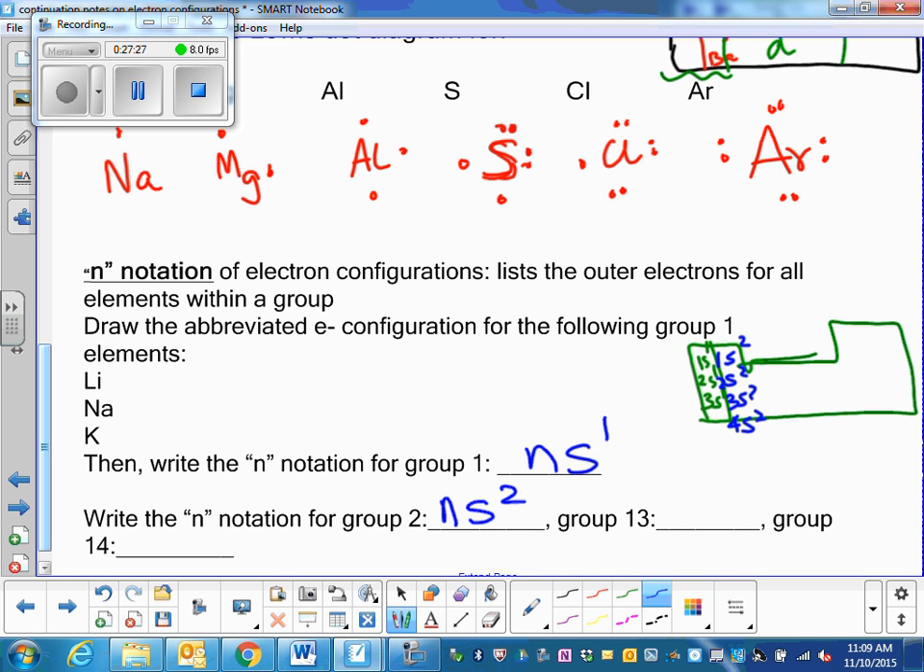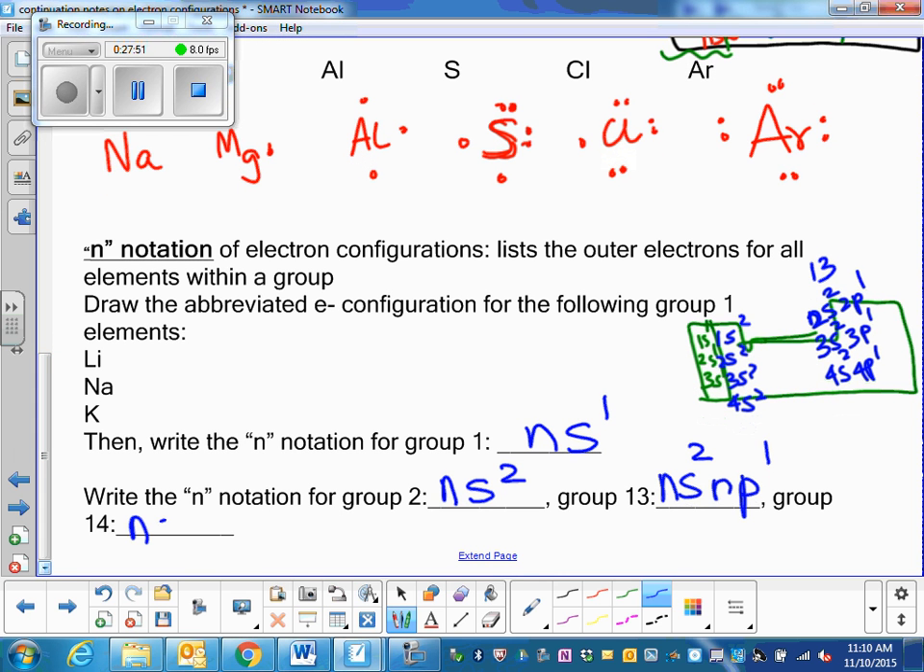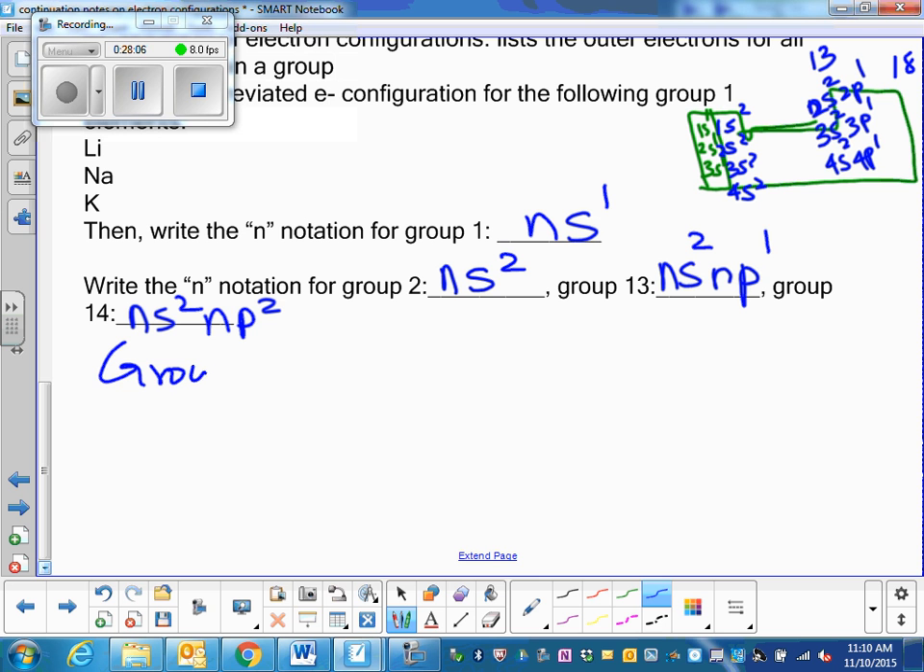ns2. If you go down to group 13, it will be what? 2s2, 2p1, 3s2, 3p1, 4s2, 4p1. So what is the general electron configuration? ns2 np1. What about group 14? What do you think it is? ns2 np2. Correct. And then, if you go all the way down to noble gases, group 18, what do you think it will be for group 18? ns2 np6.